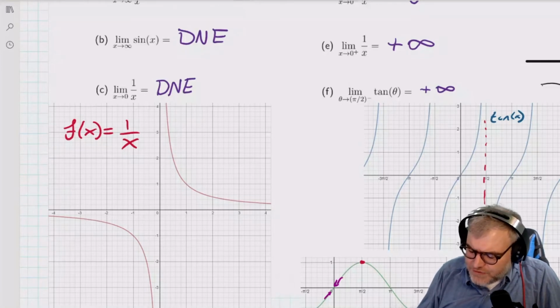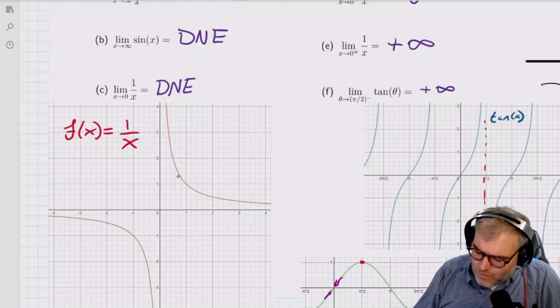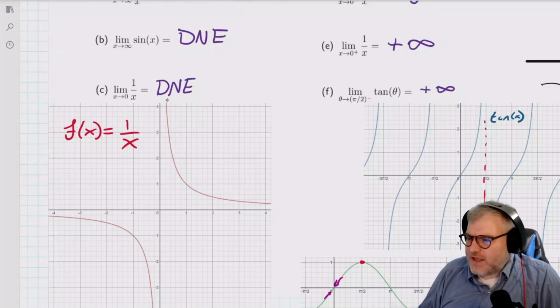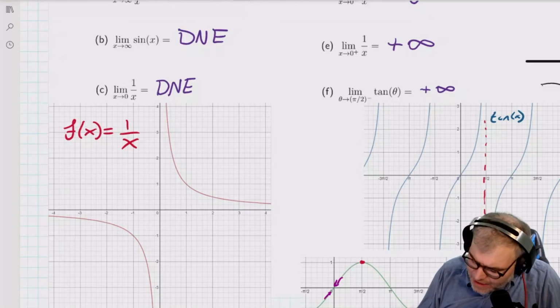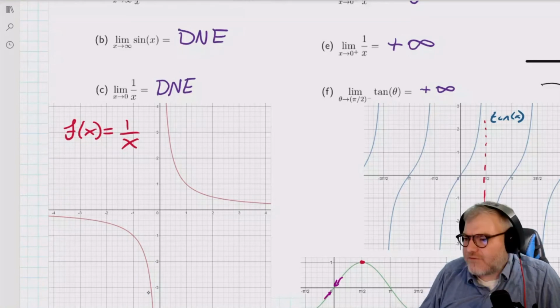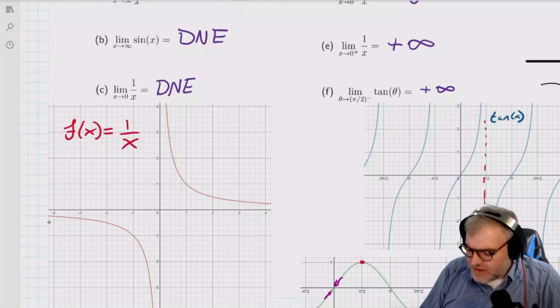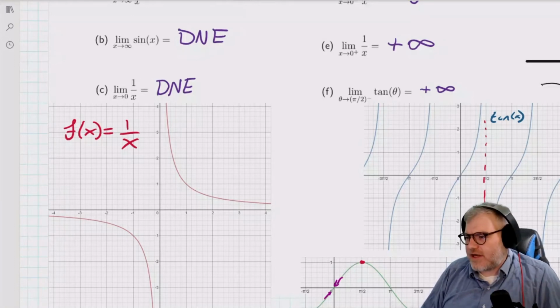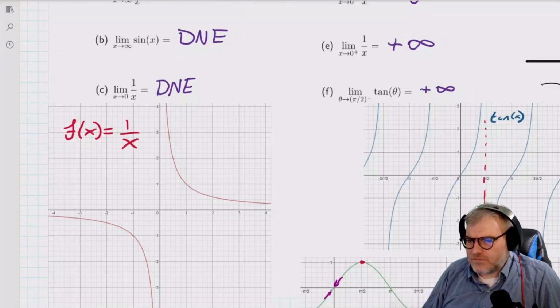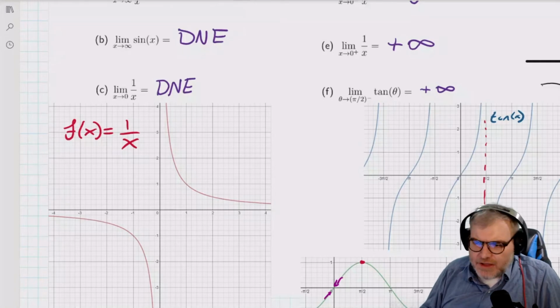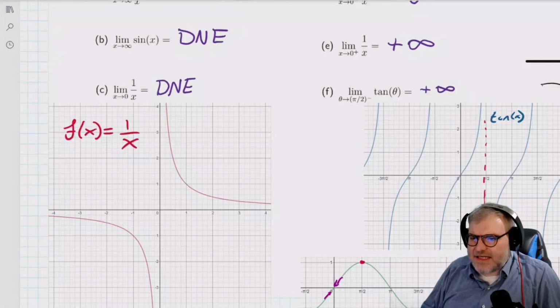As x goes to 0 from the right, 1 over x, y goes to infinity. As x goes to 0 from the left, y goes to negative infinity. As x goes to negative infinity, y goes to 0. I'm going to do the limits of tan and sine in a second.